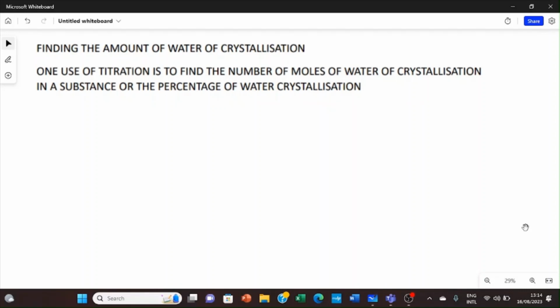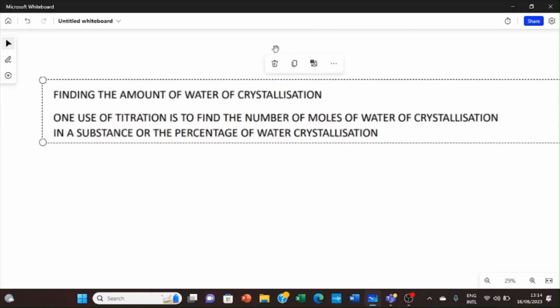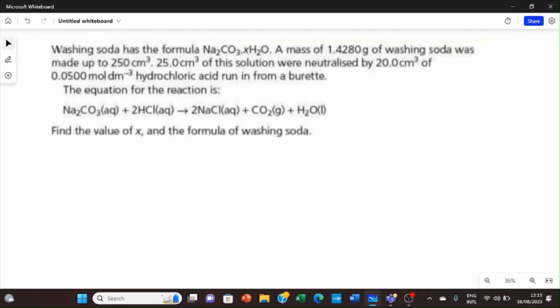So let's move on to typical examination questions where you'll be asked to calculate the amount of water of crystallization. So we're taking the first question, example 1. So this is a typical example. Washing soda has the formula Na2CO3.xH2O. That means it contains water of crystallization. So it's a hydrated salt that contains water of crystallization. We have the hydrated and anhydrous salt.